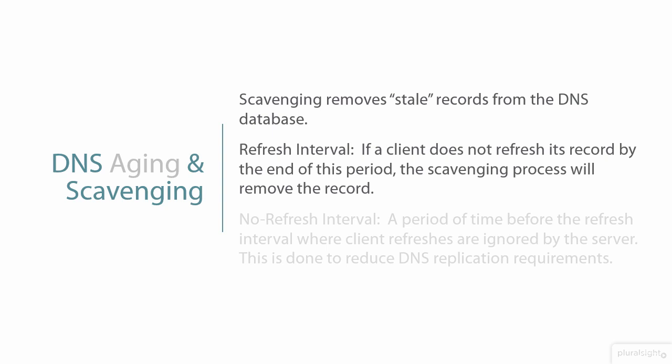The refresh interval is a period that, if the client does not refresh its record by the end of that period, the scavenging process removes the record. Now, the refresh interval by default is 7 days. So at the end of 7 days, if there's no client around to refresh its record, or if the client's powered off for that period of time, well, then the scavenging process is going to realize that that client doesn't exist and remove the record out of DNS.